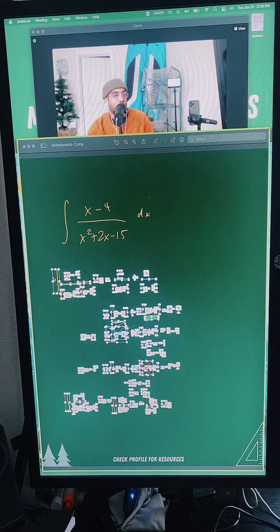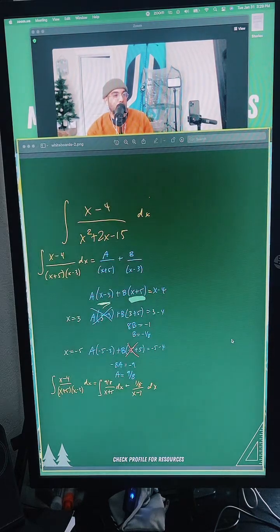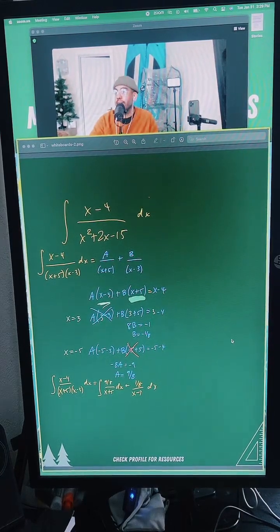But start thinking about what that first solution is going to be, that first integral, 9/8 over x plus 5.